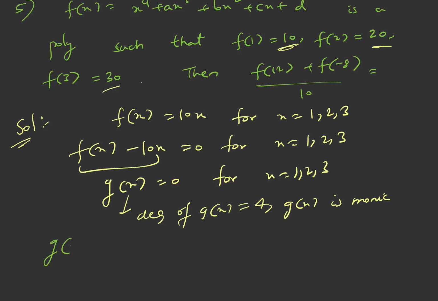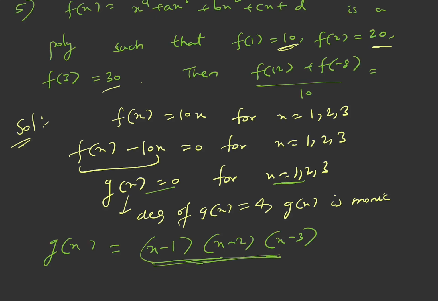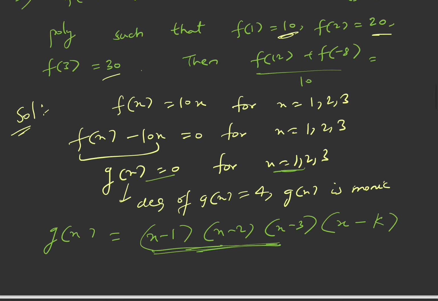So I can write g(x) as, see, g(x) is 0 for x equal to 1, 2 and 3. So definitely x minus 1 is a factor, x minus 2 is a factor, and x minus 3 is also a factor of g(x). But since g(x) is of degree 4, you can't just say that this is g(x), right? This is just a third degree polynomial. So let us say another factor is some x minus k, right?